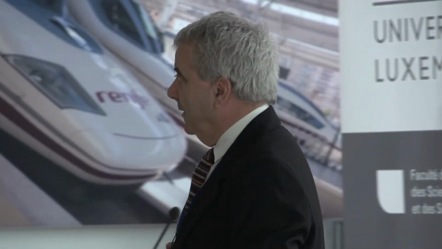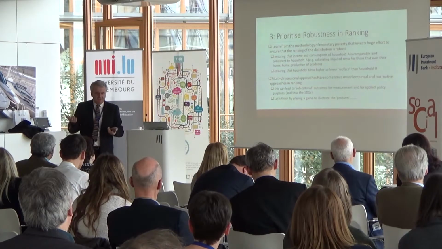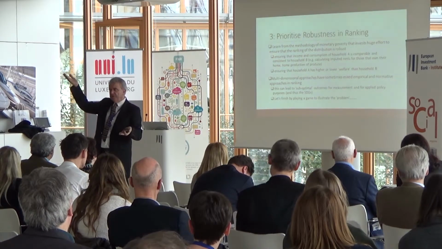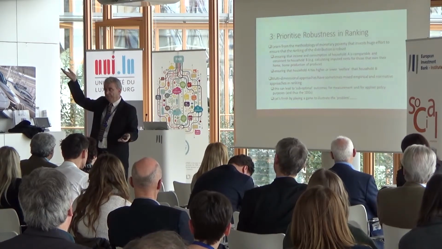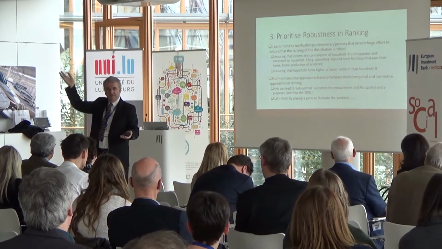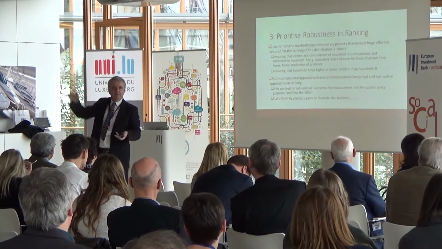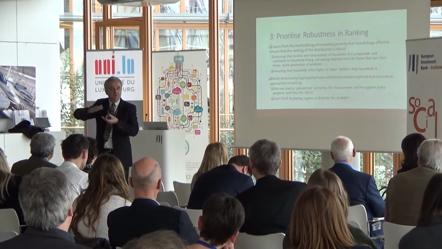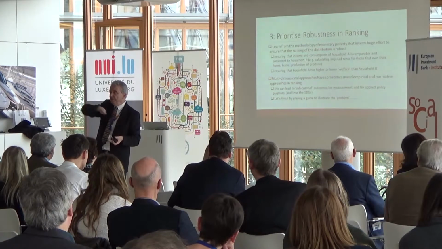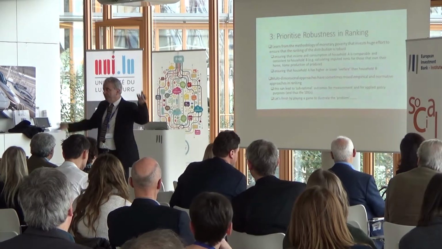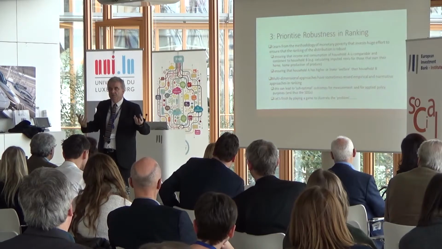My third suggestion, and then we play a little game, is that we prioritise robustness in the ranking. What do I mean by that? Well, in poverty, you have to know that household A is richer or poorer than household B. And then somewhere between A, B, C, D, you draw your poverty threshold and you know who's above or below that line. But if you don't have that consistent ranking, your ability to measure poverty effectively is quite weak.